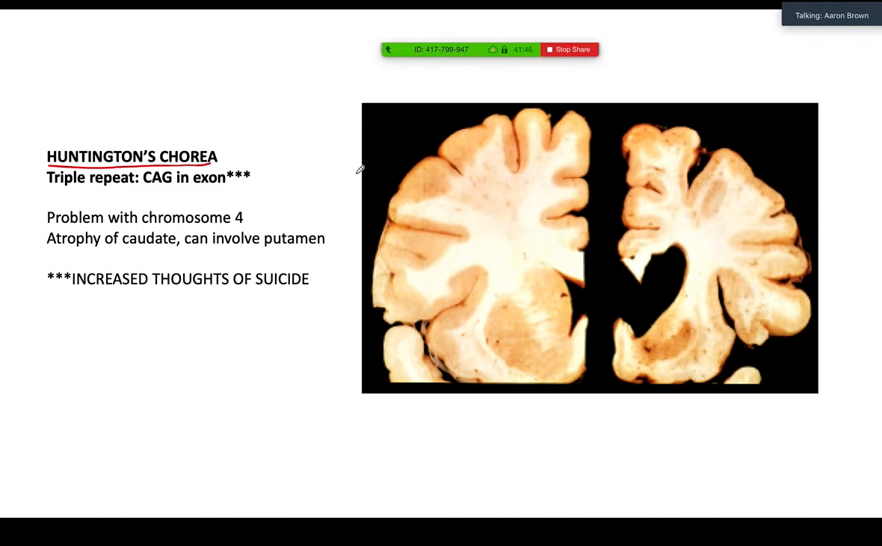Huntington's chorea, we talked about Huntington's disease before. We said it is an autosomal dominant condition. It has anticipation, meaning through generations, patients present earlier and earlier as these CAG repeats start to accumulate. This is in chromosome 4, and where we primarily see a problem is in the caudate. Okay, you can also see some in the putamen, but I want you to consider this to be a problem of the caudate.